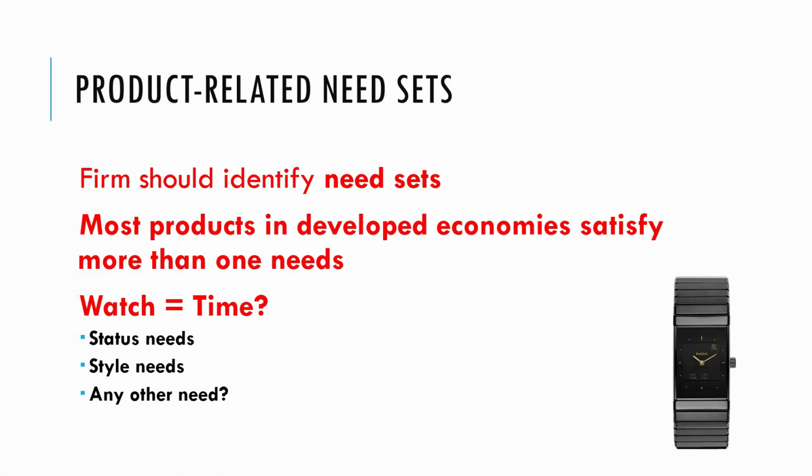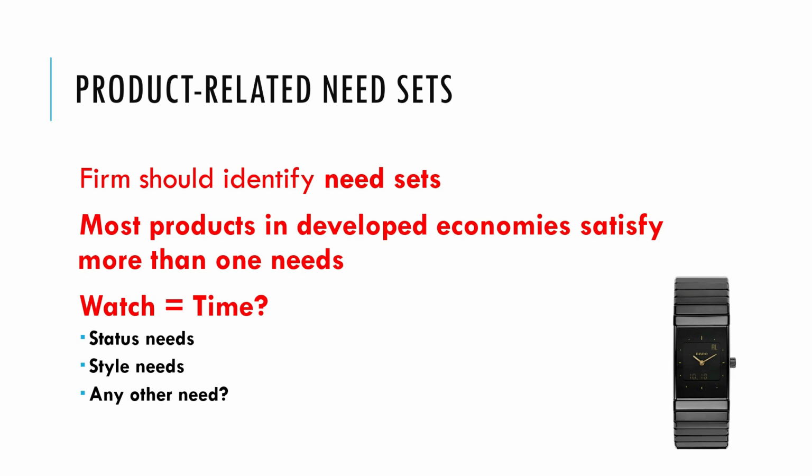So what are product related need sets? Organizations approach market segmentation with a set of their potential capabilities and their current capabilities as well. These capabilities may be a reputation a firm has for some particular product, an existing product that is a best selling product, a technology, or some kind of skill the firm has.